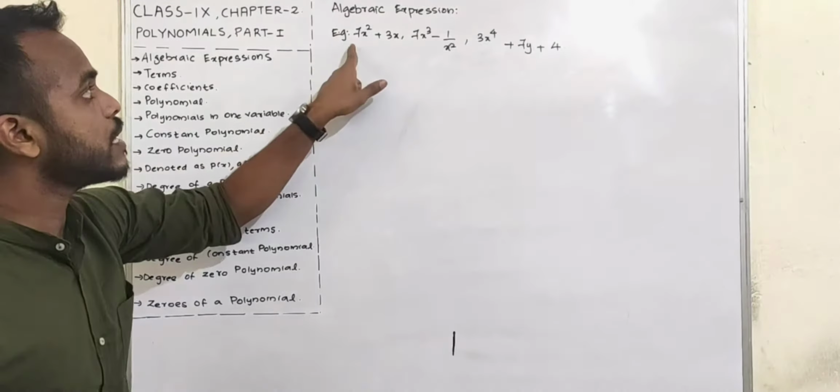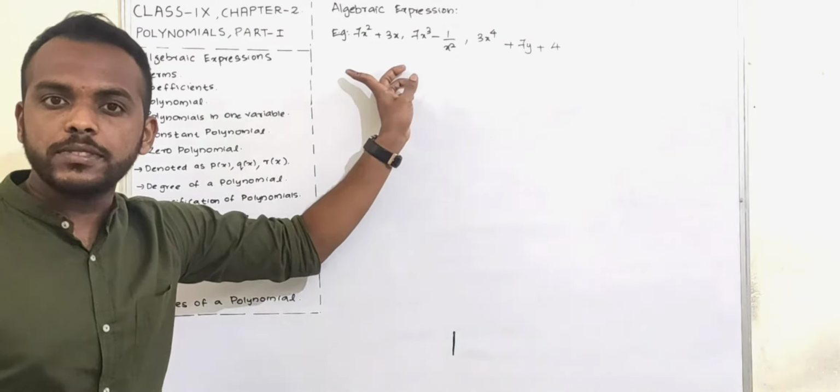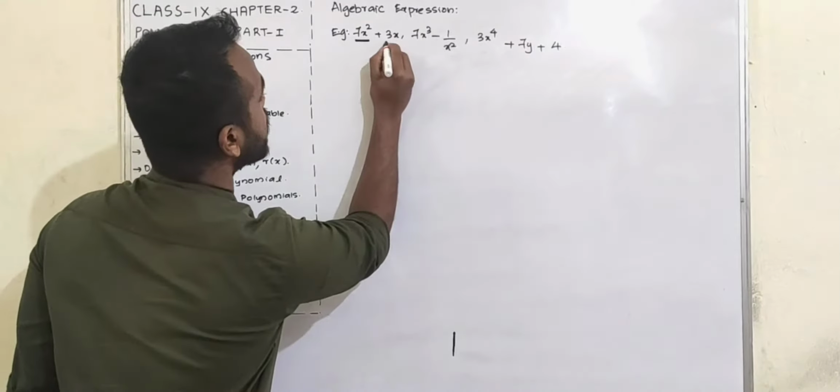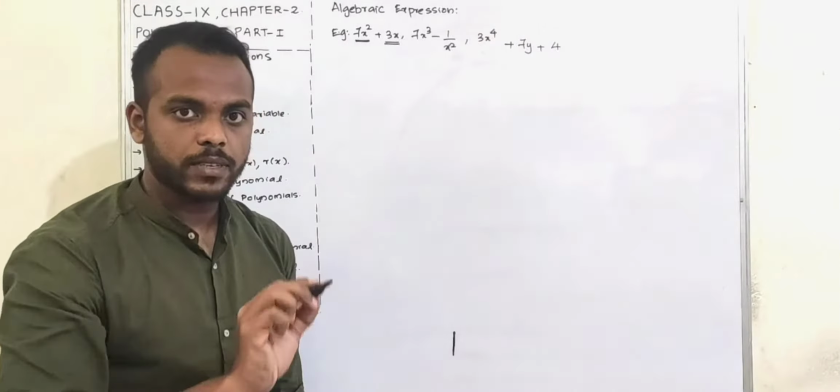Consider the first expression, 7x squared plus 3x. How many terms are here? Just two terms. And which are the terms? First term is 7x square, that's one term. Then next term is 3x. I hope you get it. In the second expression, how many terms are there? There are also two terms. First one 7x cube. Then next one is minus 1 by x square. So I hope that's clear.